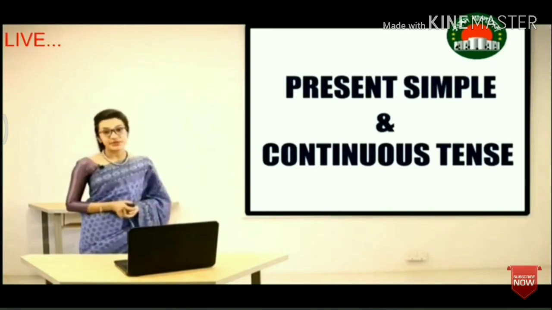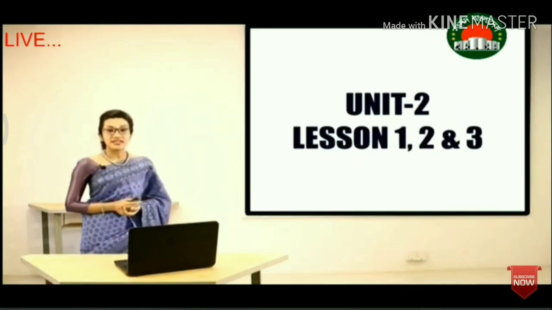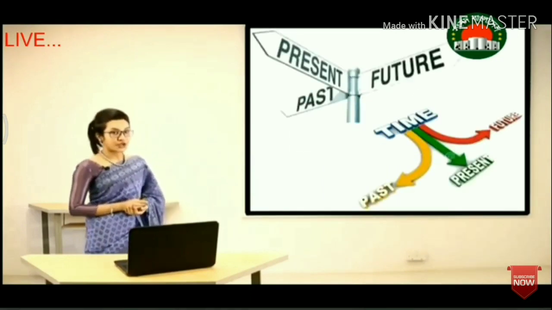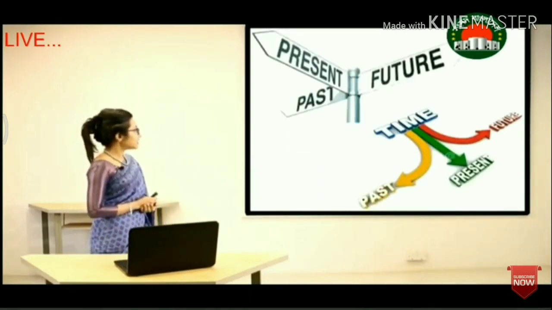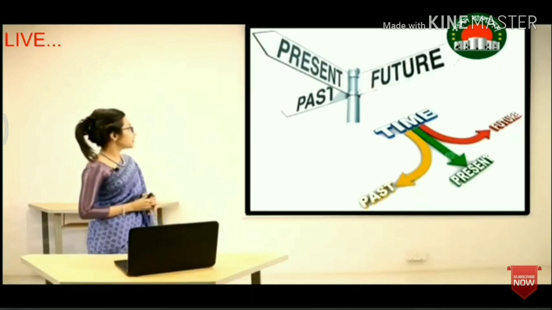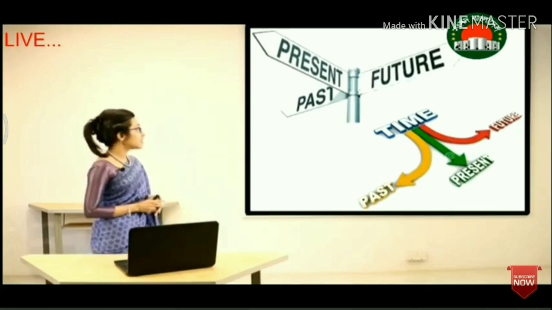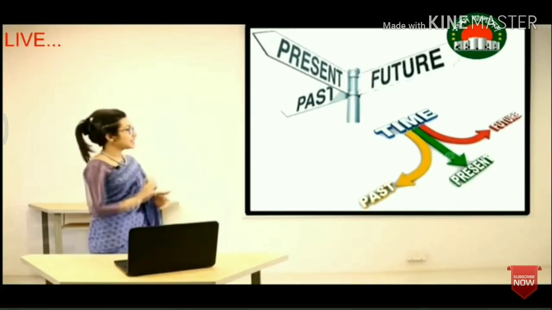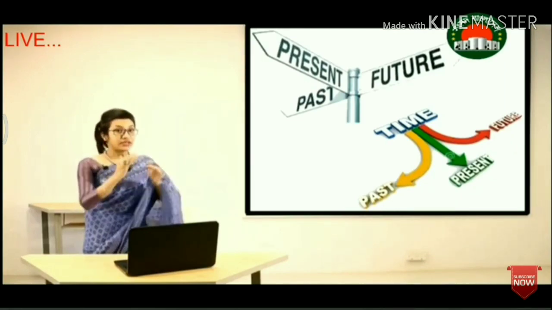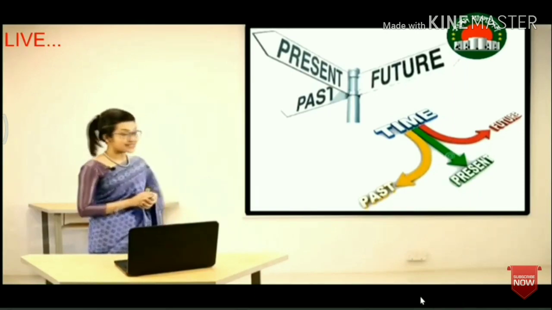The topic that we are going to learn today is present simple and present continuous tense. You may find this lesson in your book at Unit 2, Lessons 1, 2 and 3. As you can see in this picture, in the first picture there are three directions given. One is labeled present, the second is labeled past, and the third is labeled future. In the second picture, time has been divided into three different directions. Again, they are labeled as past, present, and future.